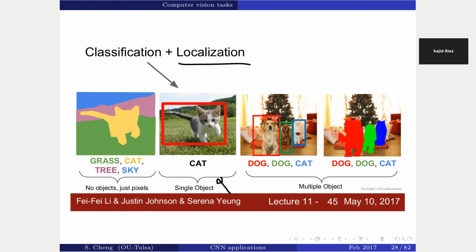But now I want to do more. Not just identify whether it's a cat or a dog or something. I want to localize that object as well. So what should I do?